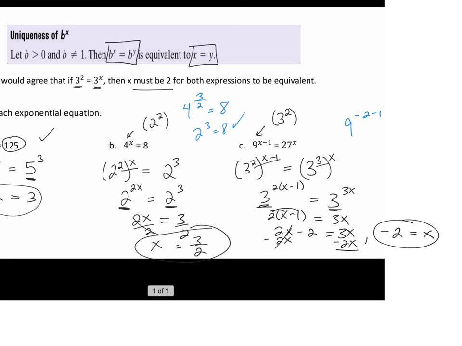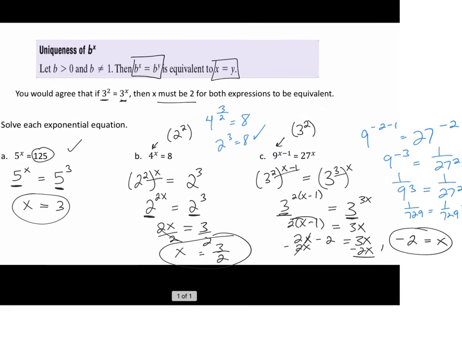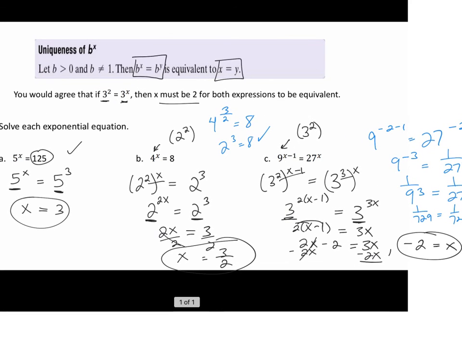9 to the negative 2 minus 1 should equal 27 to the negative 2 power. So 9 to the negative 3 equals 1 over 27 squared. Is 9 cubed equal to 27 squared? Yep, that would be 729. So 1 over 729 is 1 over 729. Yep, that's true. So we verified that that is the solution to this equation.